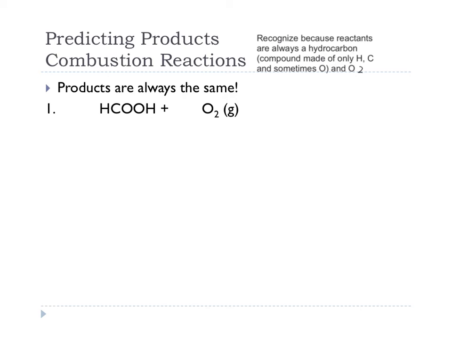It is always a hydrocarbon, which is a compound made of only hydrogen, carbon, and sometimes oxygen, and then the other reactant is always O2. And the products are really easy to predict. The products of a combustion reaction are always CO2 and water. Their trickiest part sometimes is balancing them, but the key here, once you get used to it, is you always save the O2 for very last.